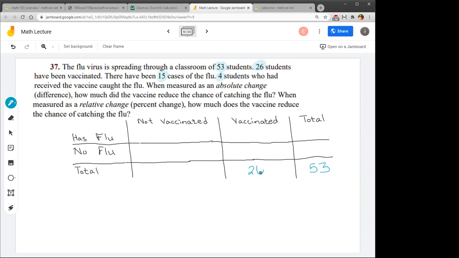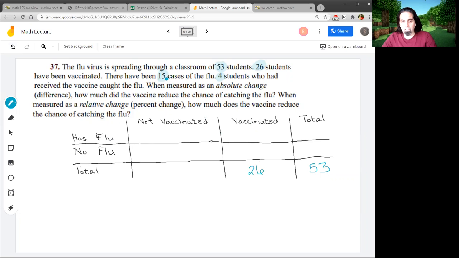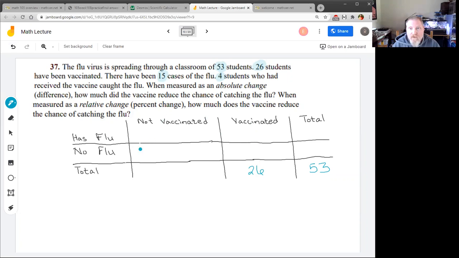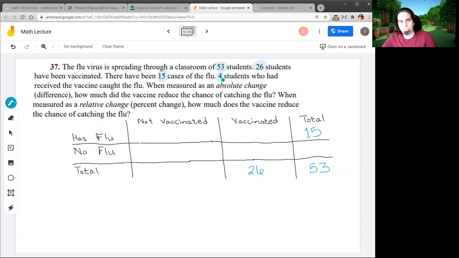Yep. There have been 15 cases of the flu. Where does that number go? Total for has flu. 4 students who have received the vaccine did catch the flu. So that's there, the vaccinated and has flu.